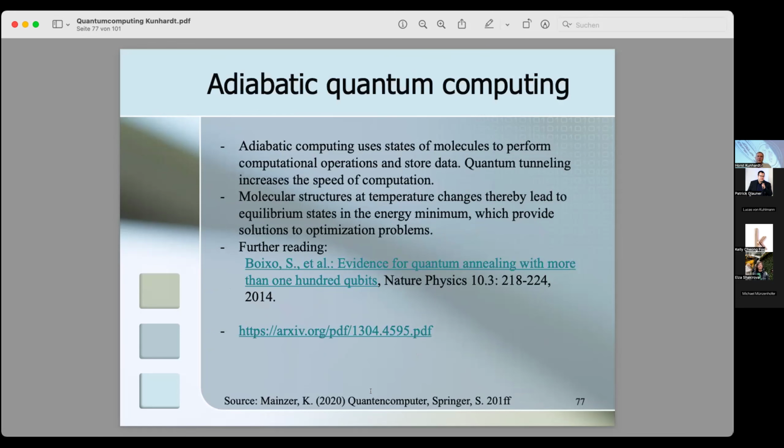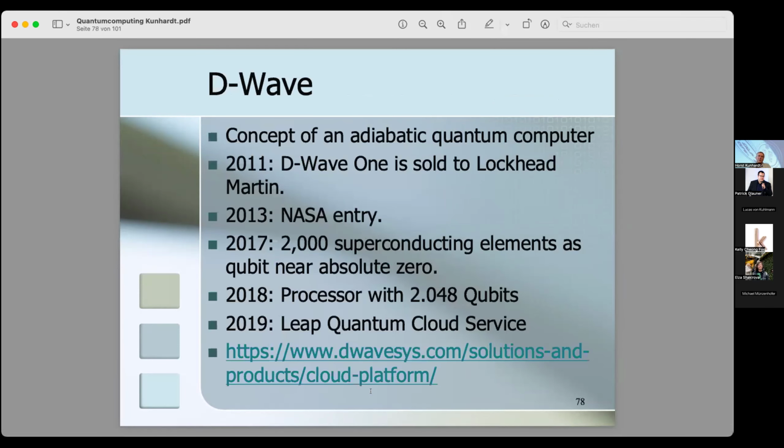So use specific states of molecules to perform the computational operations, and they can store the data in their elements. And as other technologies, they use quantum tunneling to increase the speed of the computation. If we want to read more on annealing technologies, quantum annealing, so please refer to this publication here at this slide, or to other PDF files related to quantum annealing.